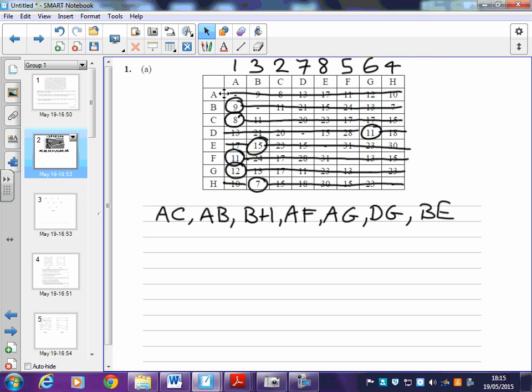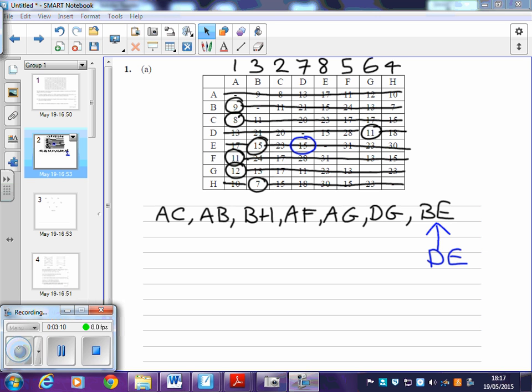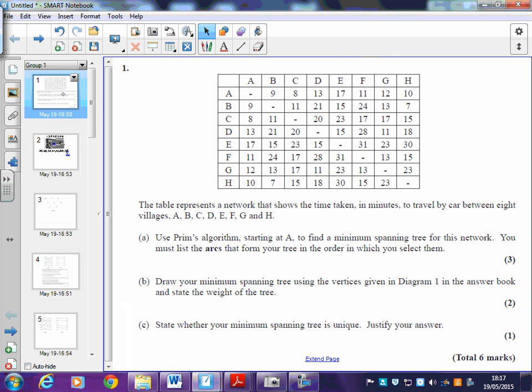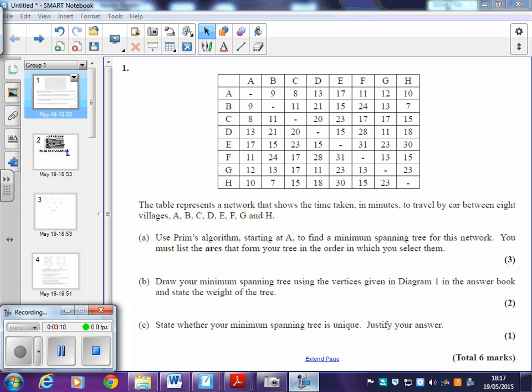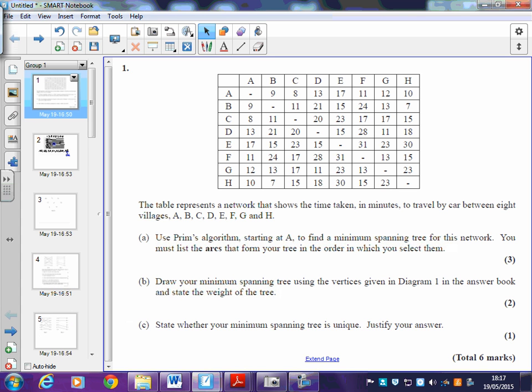But obviously at this point we could have chosen that DE instead in blue, which means that instead of having this BE at the end, I would have had DE. Both are absolutely spot on solutions, both give minimum spanning trees. That's just a slightly different arc added at the end. Okay, so going back to the question, let's just check we've done everything we need for part A. Yes, it is. Using Prim's algorithm, starting at A, listing the arcs in the order we selected them. So that is part A done.